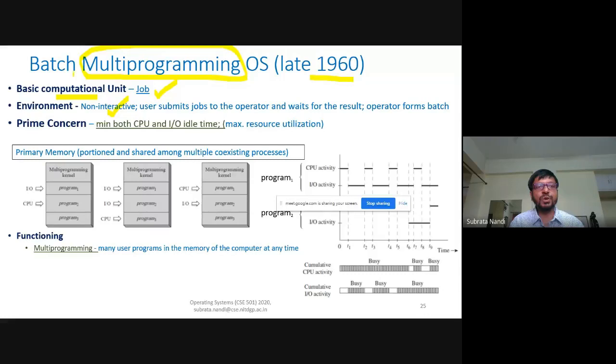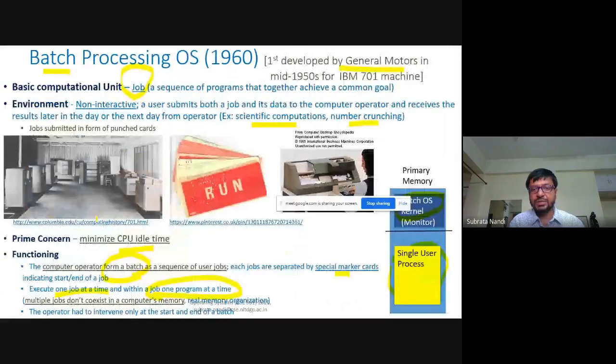But when these batches are getting executed, the new concept that came is multi-programming, where multiple user programs can now coexist in the RAM. It's something like this. So it's a multi-programming kernel or the monitor, and here you can see program 1, program 2, program 3. All three coexist in the RAM. Earlier it was just a single process here.